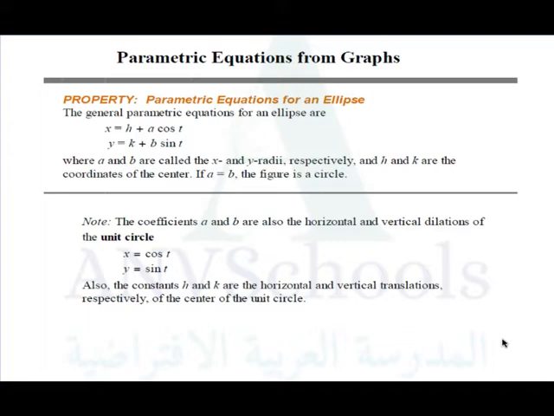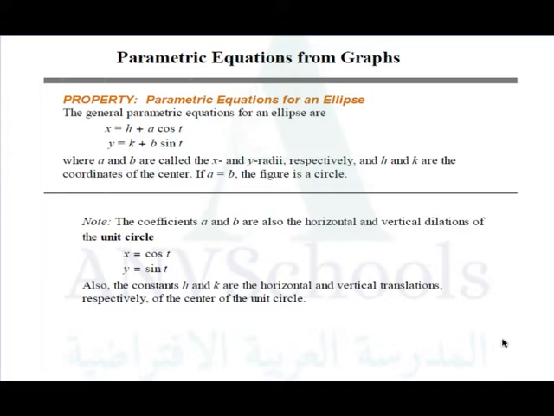A and B are what we call the vertices and the co-vertices of the ellipse. And in this case, this is called the x radius and the y radius. And h and k are the coordinates of the center. If A is equal to B, the figure is a circle.